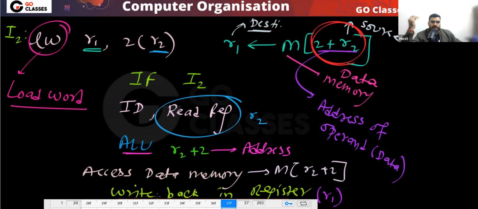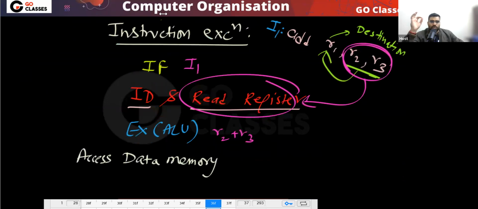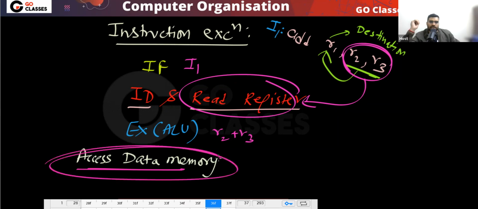This is the complete explanation. Let me tell you a simple scenario. If you have the instruction add R1, R2, R3, you will fetch and decode it. Decode means you find out which type of instruction it is: addition, multiplication, load, or store. Then you will read the source registers R2 and R3, then use the ALU to compute R2 plus R3. Then there is no need for the data memory access, right? For this addition instruction, there is no need.